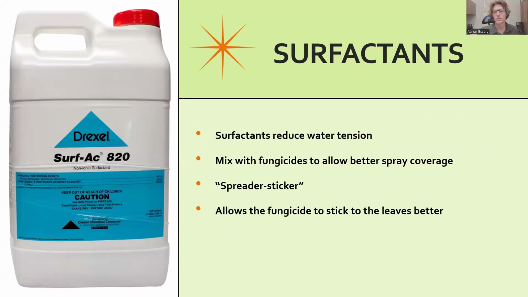And then surfactant. So I think that actually goes through all the fungicides I was going to cover. This next one here is surfactants. So I get questions, what's a surfactant? A surfactant is a spreader sticker. It reduces the surface tension of water to allow the fungicide to stick to the leaves better. And it's actually worth using.